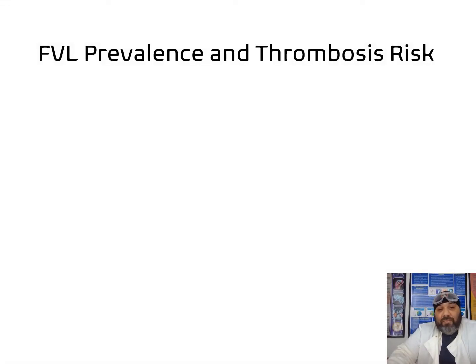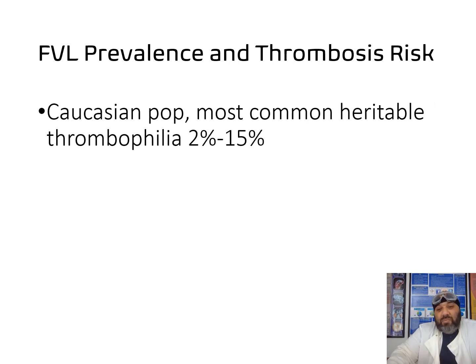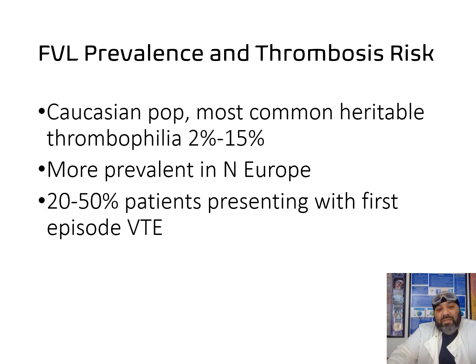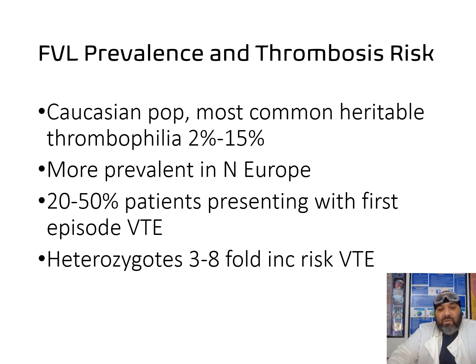In relation to factor V Leiden prevalence and thrombosis risk, the Caucasian population, at least in the literature, has highlighted that it is the most common hereditable thrombophilia, and the percentage is anything from around 2% to 15%, and more prevalent in northern Europe, according to a particular literature. 20 to 50% of patients present with a first episode of VTE, and heterozygotes have a 3 to 8-fold increased risk of VTE, and homozygotes are at 80-fold risk.